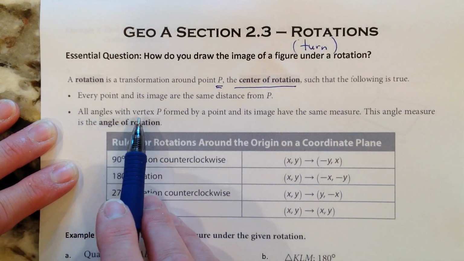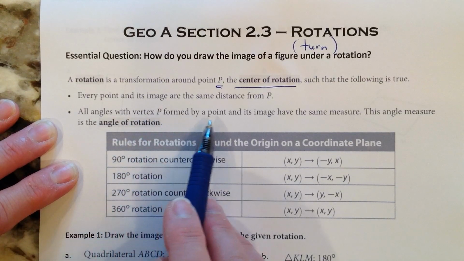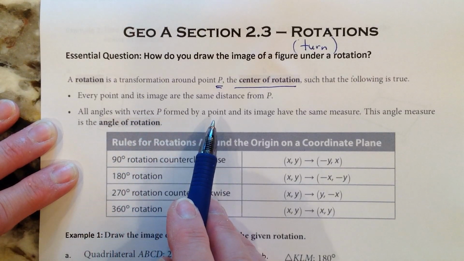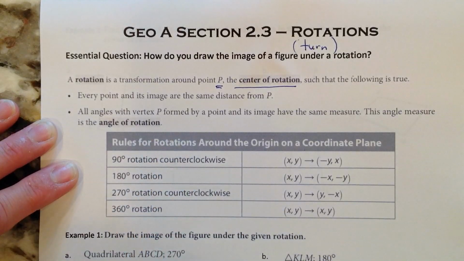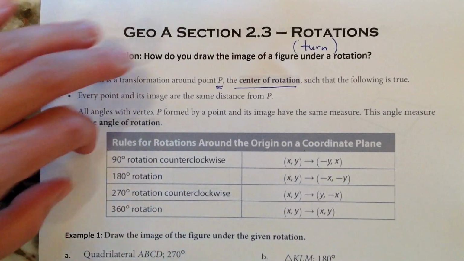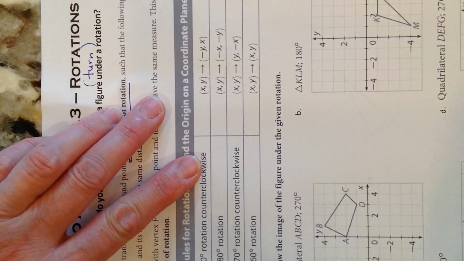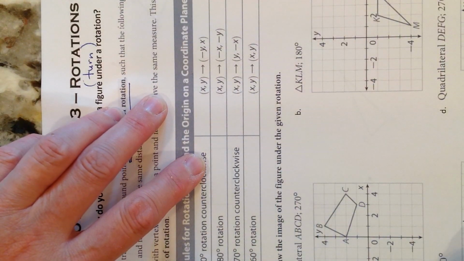All of the angles with the vertex P formed by the point and its image have the same measure. And this is what's called the angle of rotation. So if you take and turn something, even say this paper, 90 degrees, every point or anything that's on it is 90 degrees away from its original placement.